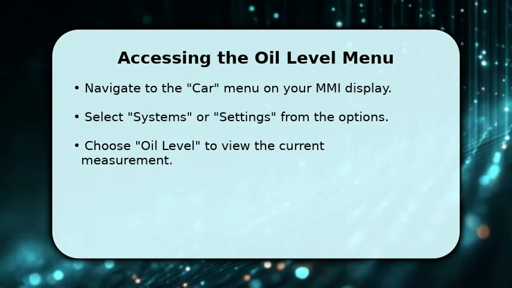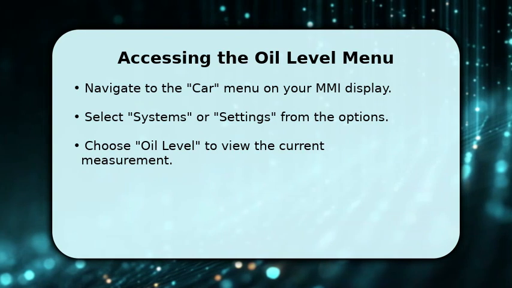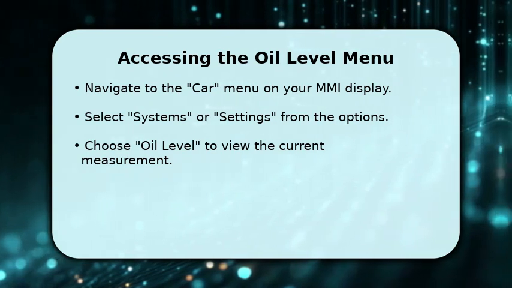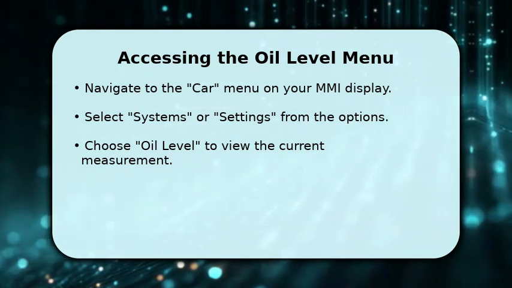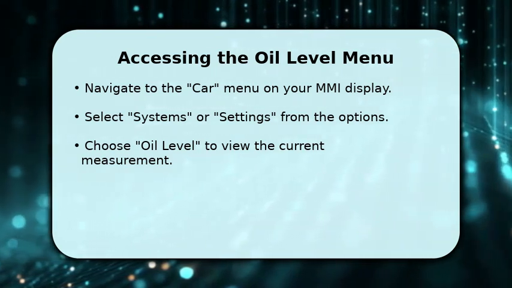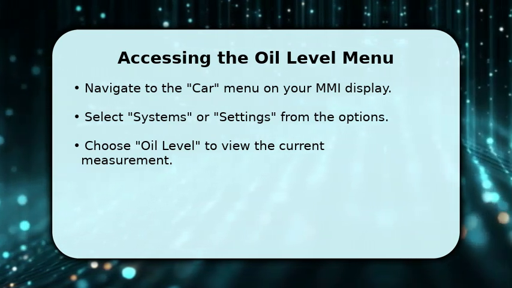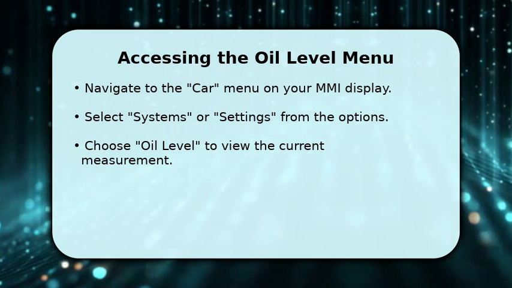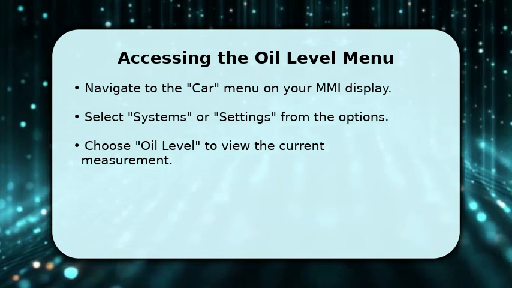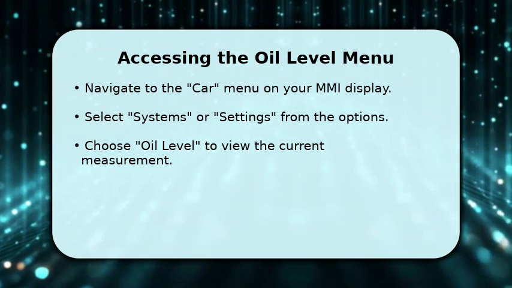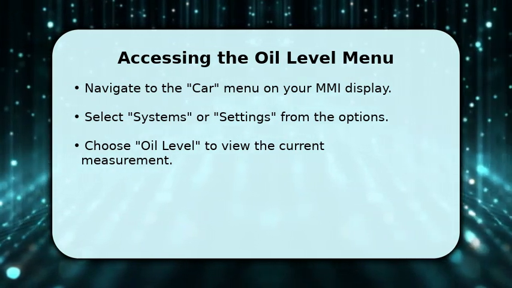To access the oil level, start by turning on your ignition without starting the engine. On your MMI display, press the car button. Then, navigate to Systems or Settings, depending on your specific model's interface. From there, you will find an option labeled Oil Level. Select this to see the current status of your engine oil.